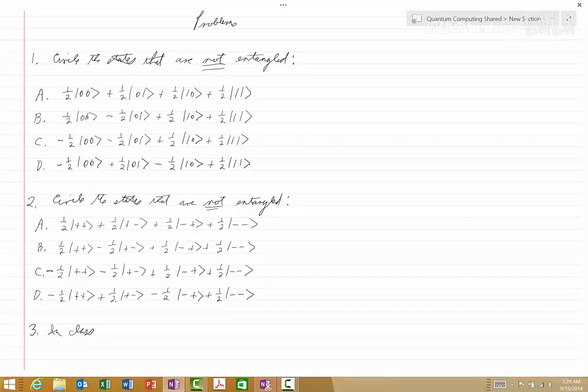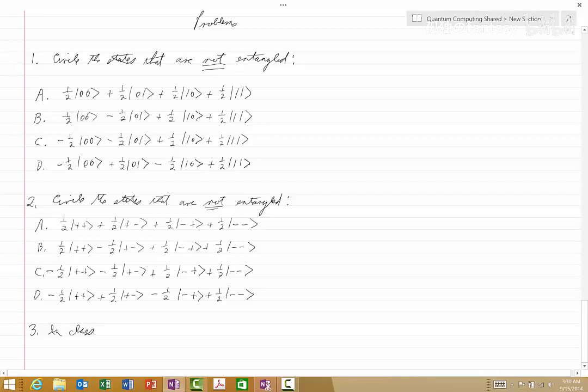The first one says circle all the states that are not entangled. And we have 1/2 0 0 plus 1/2 0 1 plus 1/2 1 0 plus 1/2 1 1. Here for B, 1/2 0 0 minus 1/2 0 1 plus 1/2 1 0 plus 1/2 1 1. In C, we have minus 1/2 0 0 minus 1/2 0 1 plus 1/2 1 0 plus 1/2 1 1. And finally in D, minus 1/2 0 0 plus 1/2 0 1 minus 1/2 1 0 plus 1/2 1 1.